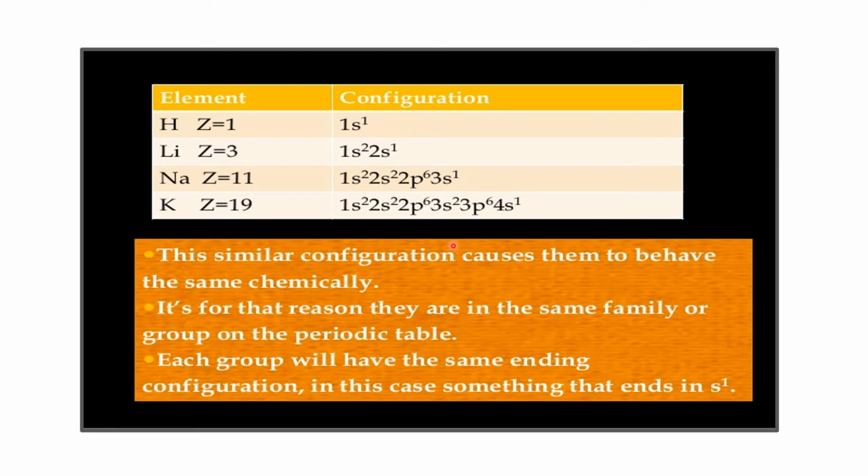So this similar configuration causes them to behave the same chemically. Since they have similar outermost electronic configuration, even their chemical behavior is similar. Due to this reason, they are placed under the same family or in the same group in the periodic table. Each group will have the same ending, as you have seen: if it is the first group, ns1; second group, ns2. Okay, now let's see the next group.